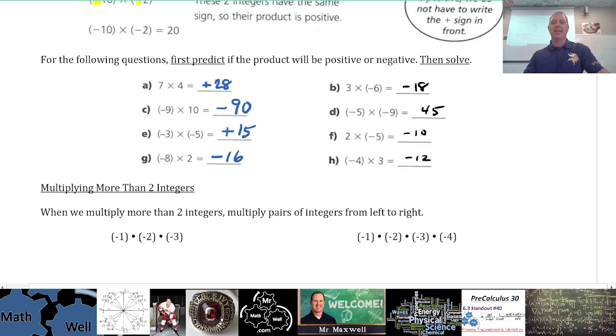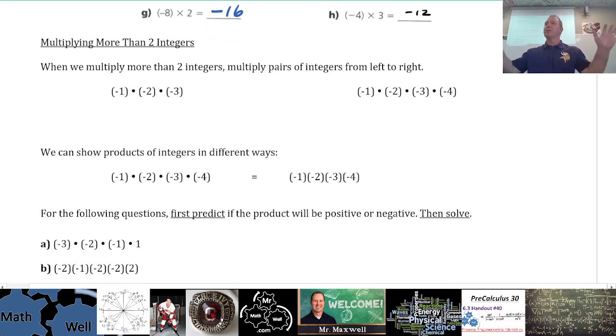3 times 6 is 18. Same signs, positive. 5 times 9 is 45. Opposite signs, negative. 2 times 5 is 10. Opposite signs, negative. 4 times 3, 12. Awesome. Okay, I think I did that right. Let's keep moving on. Any questions about that, though?